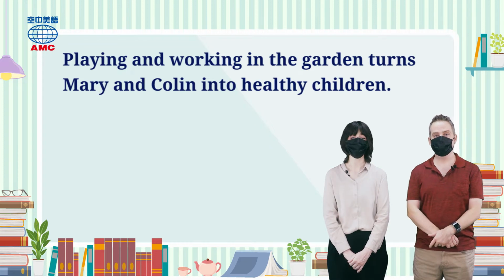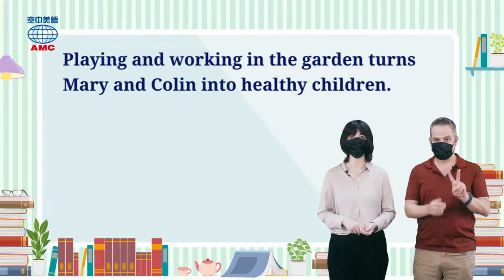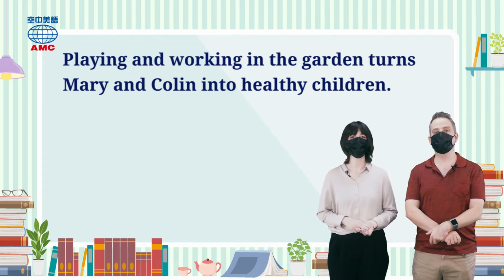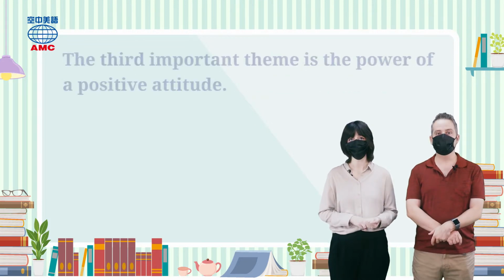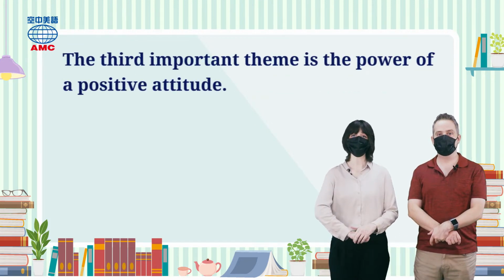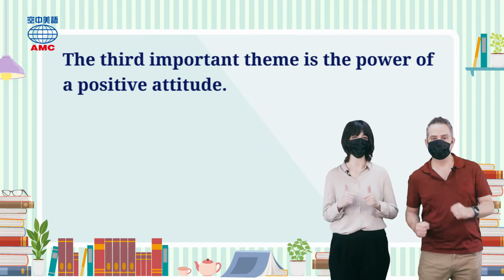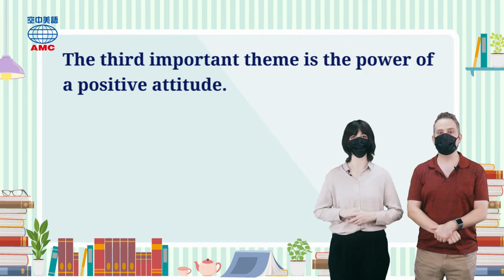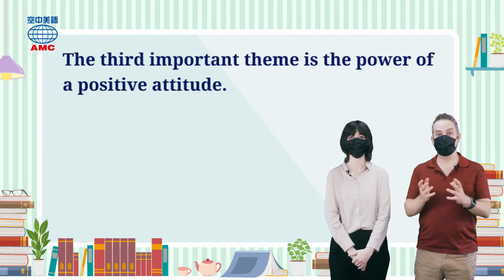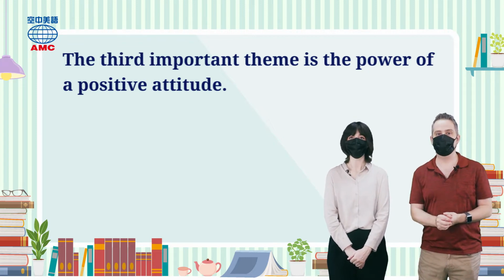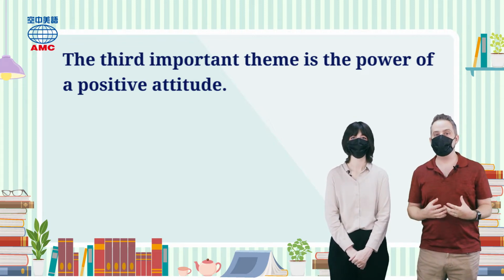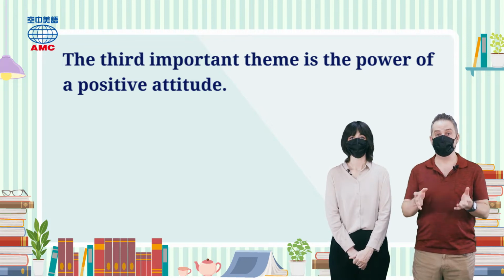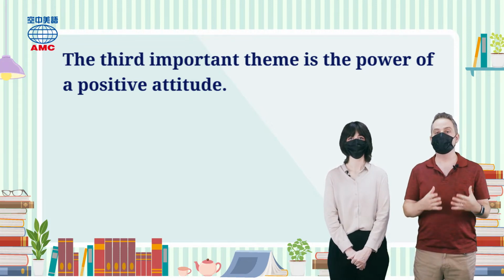That's right. So we have our first two themes covered. We have friendship and we have the importance of being outdoors. The third important theme is the power of a positive attitude or a positive outlook, as you said yesterday. Exactly. Attitude and outlook basically mean the same kind of thing. So this is all about thinking positively, and that's a big important message that people can have.